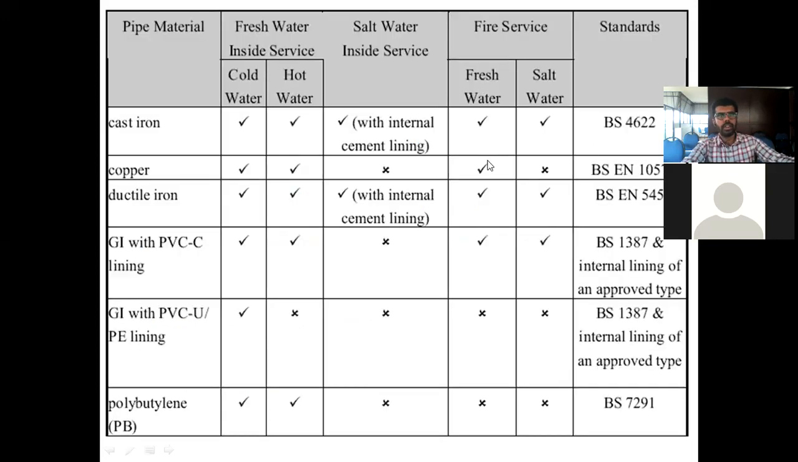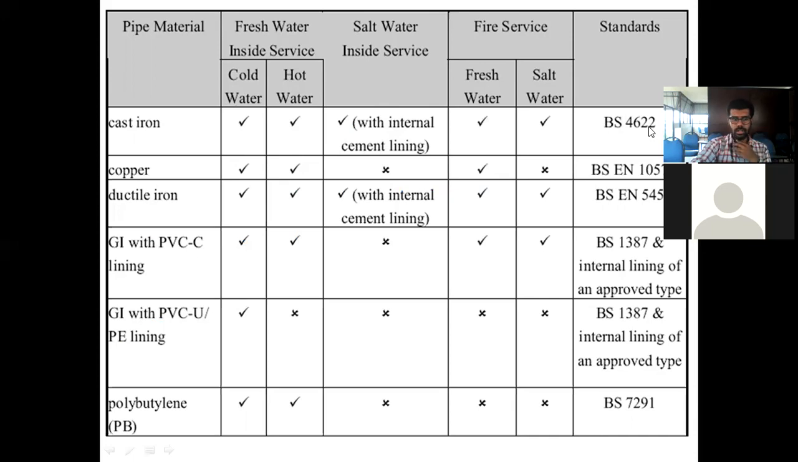So these are the different pipe materials, just for your understanding only. Whether the water flowing through the pipe is fresh water or salt water, you can use these materials wherever it is ticked. You can use it for cold water as well as hot water. For salt water, internal cement lining should be there. For fire service, you can use fresh water as well as salt water.